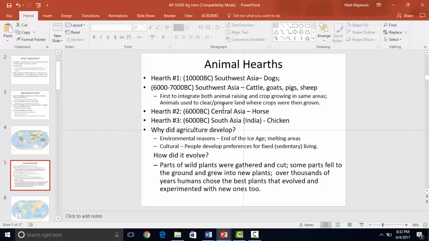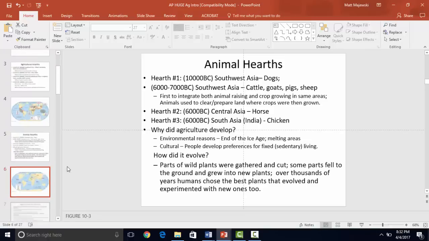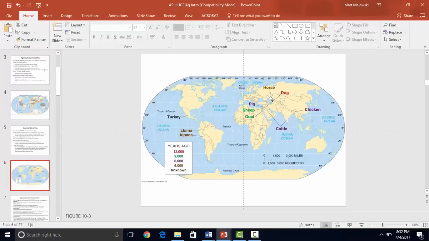Anyways, second major animal hearth is Central Asia. They have the horse. They're the first to domesticate the horse. This, of course, is why Central Asia today is associated, throughout history, with strong horsemen and warriors, because they had a head start over the rest of the world in terms of domestication of that animal.